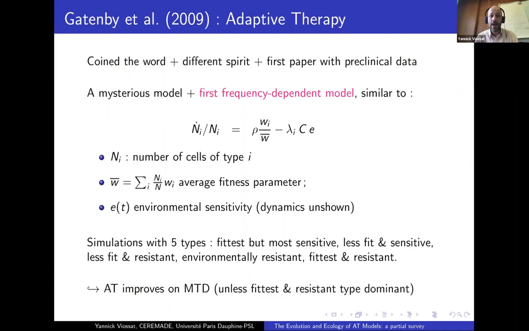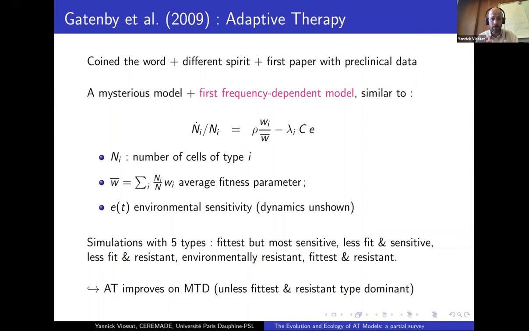This is a discrete time model, but in continuous time it would be roughly as I wrote. The per capita growth rate of type i, there are various types, is equal to a factor rho times a ratio W_i over W bar, where W_i is some kind of fitness parameter, and W bar is the average fitness in the population, minus some death term, which depends on the sensitivity of type i, on the dose C, and on parameter E, which is the environmental sensitivity, to try to model things like hypoxia. And there is a dynamic for this environmental sensitivity, which I will not show here.